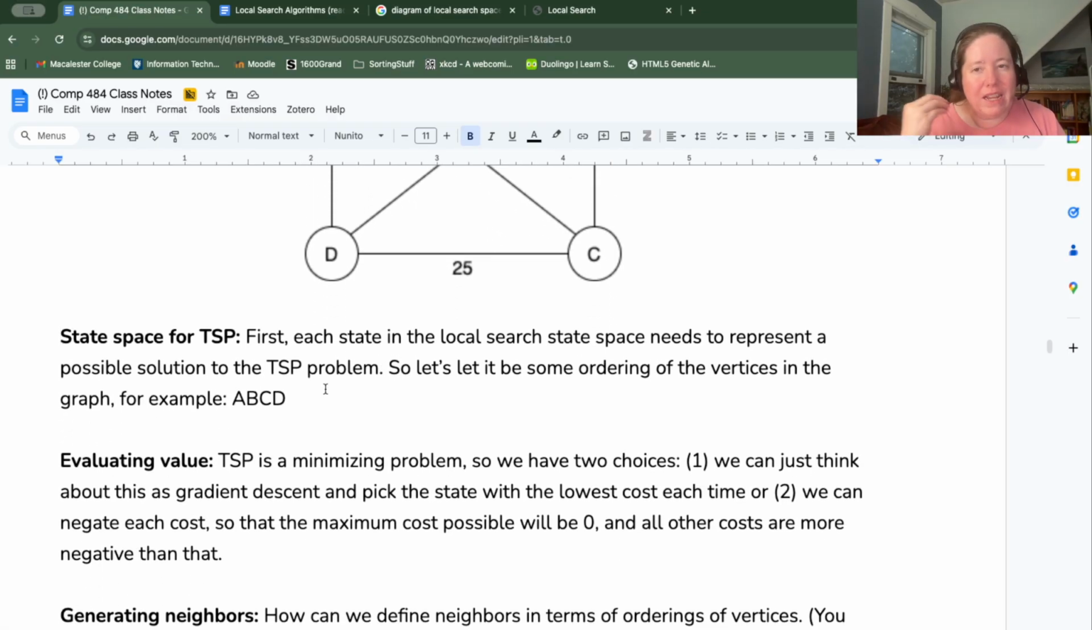So a singular state in our state space is going to be some ordering of the vertices, like A, B, C, D, and it's implicit here that we then return back to A at the beginning.